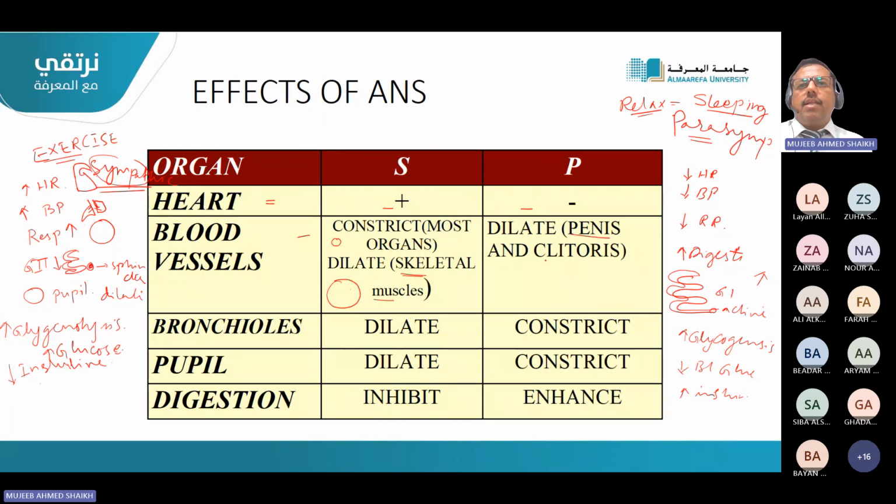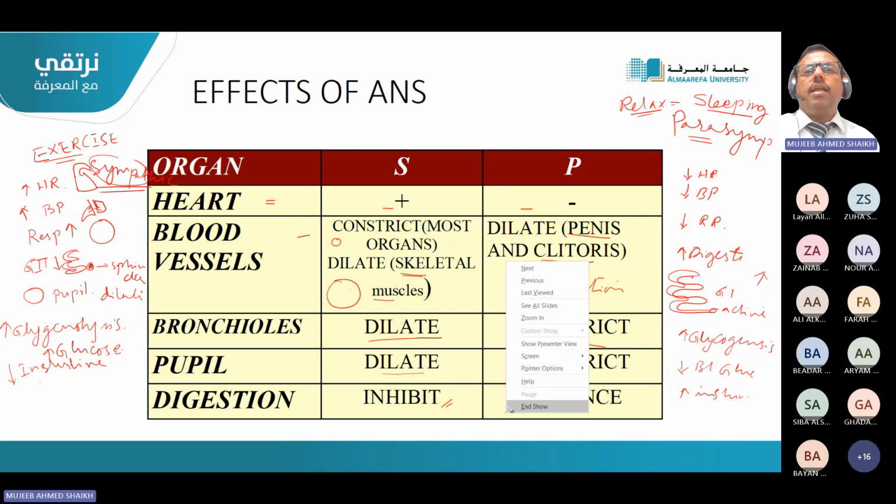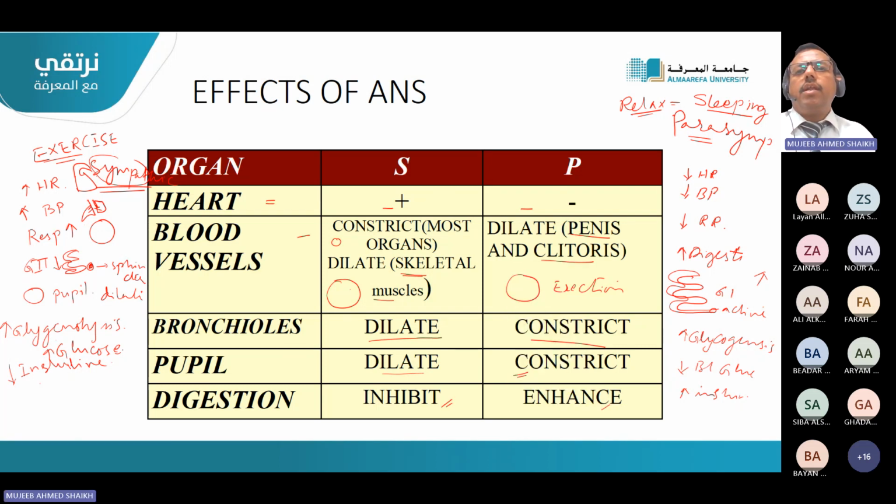One is the penis and the second one is the clitoris, where it will cause dilatation to cause erection of these organs by parasympathetic stimulation. In the bronchioles, that is in the lungs, sympathetic will cause dilatation, parasympathetic will cause constriction. Pupils will get dilated so that you can see pictures clearly from far. Dilatation. Here it is constriction. You can see only the near object. Digestion will be inhibited during sympathetic stimulation, and it will be enhanced or increased during parasympathetic stimulation.